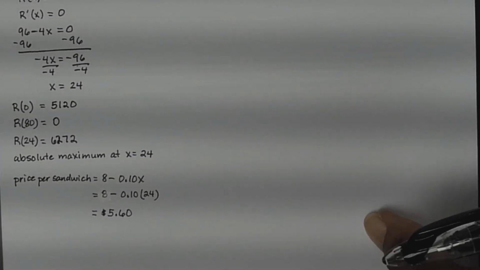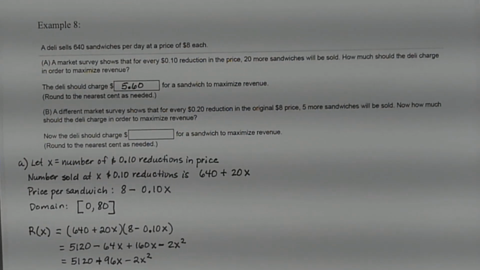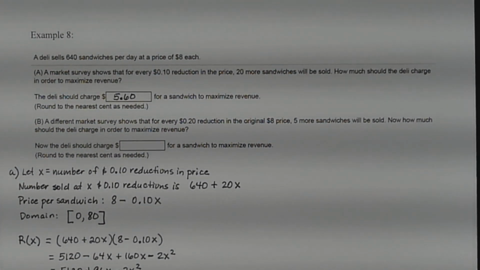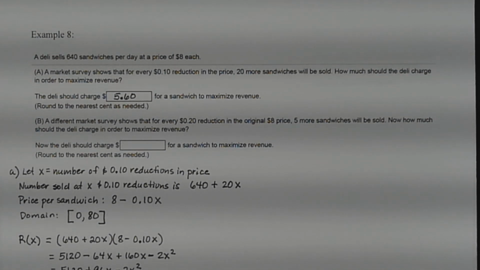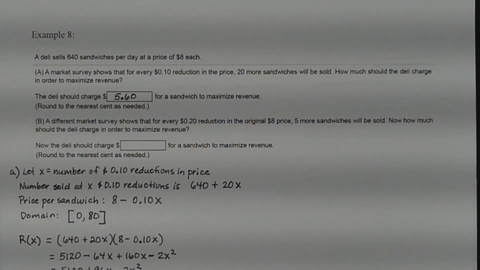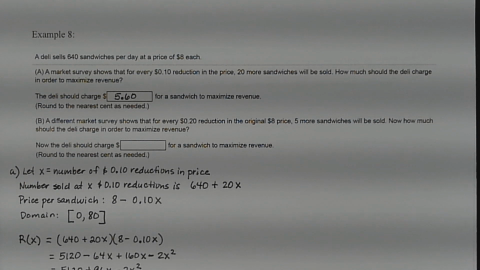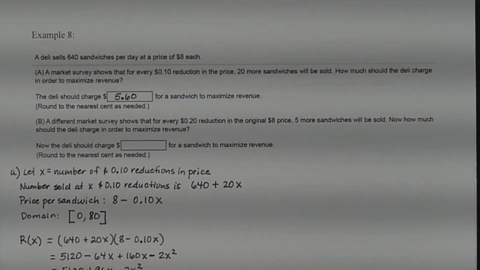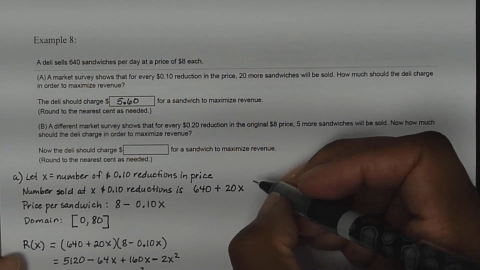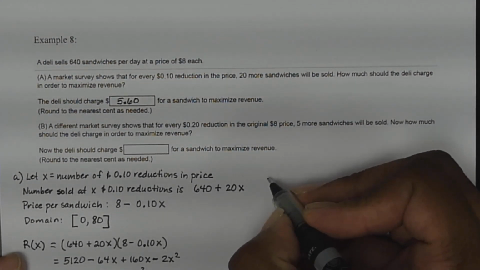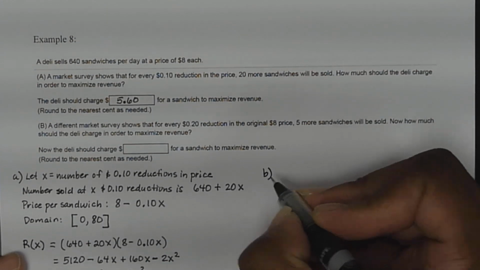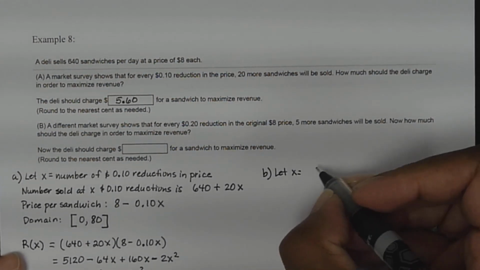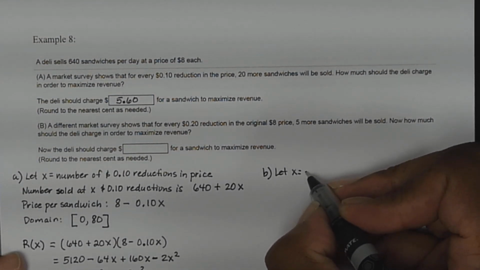Okay. Now, part B says this. A different market survey shows that for every 20-cent reduction in the original $8 price, 5 more sandwiches will be sold. Now, how much should the deli charge in order to maximize the revenue? All right, so again, we're going to let x be the number of 20-cent reductions in price.